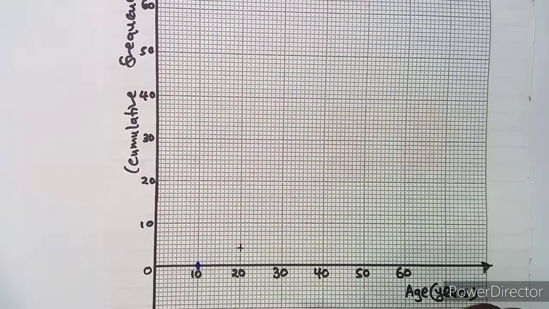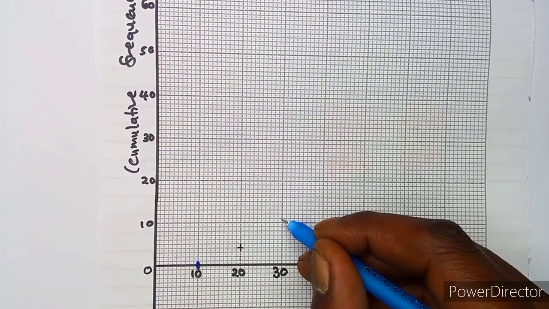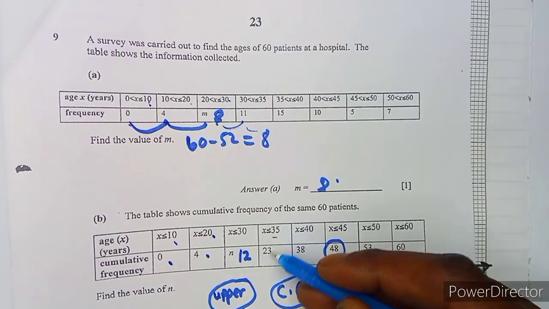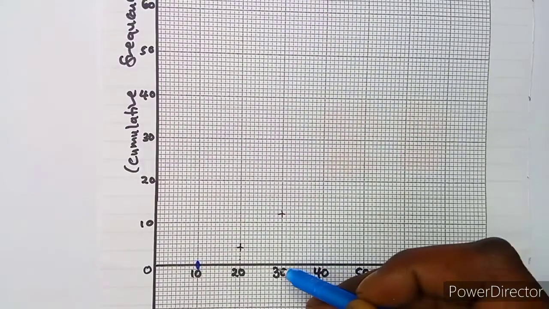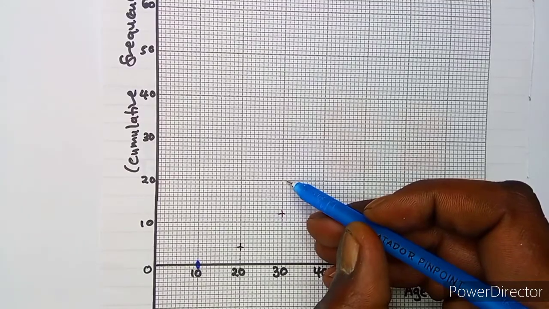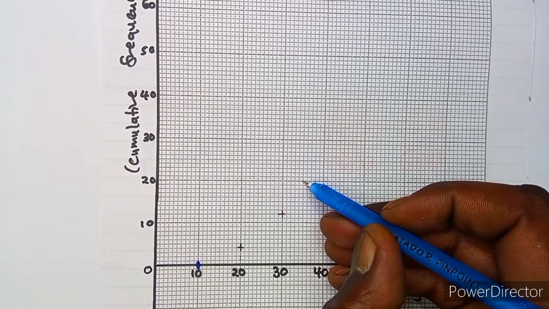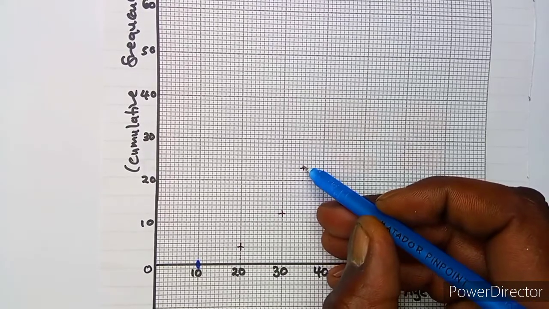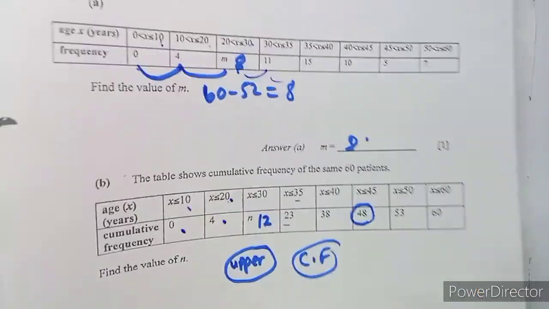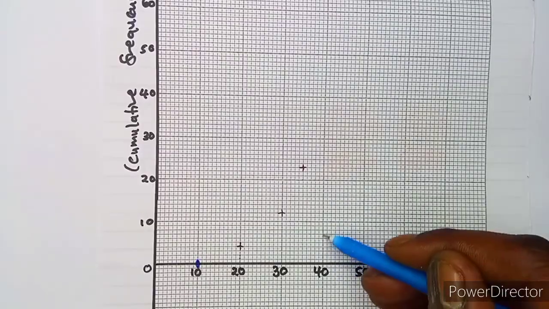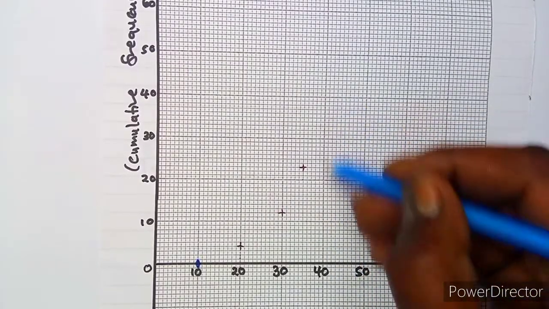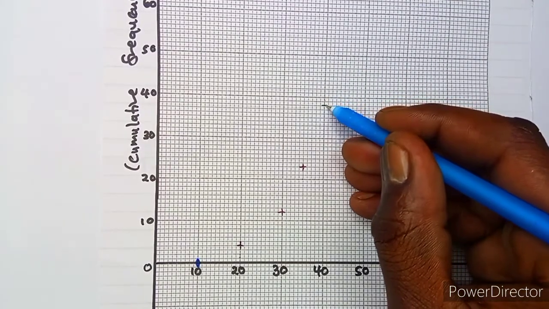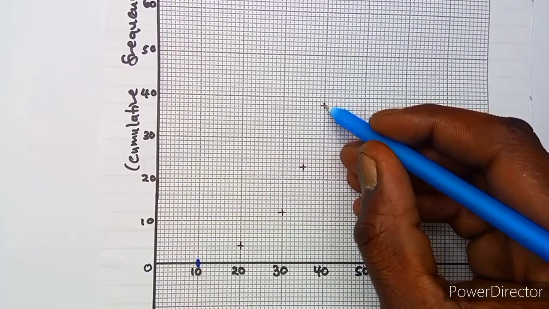Then you move on to 30 versus 12. This is 10. Count 2 boxes, 1, 2. This is 12 here. The other one is 35 versus 23. 35 is in between 30 and 40, and 23 is 1, 2, 3, 4, 5, at 20, 21, 22, 23. So this is 35, 23. Then 40, 38. This is 40 versus 38, two boxes below the 40. That's your 38 here.